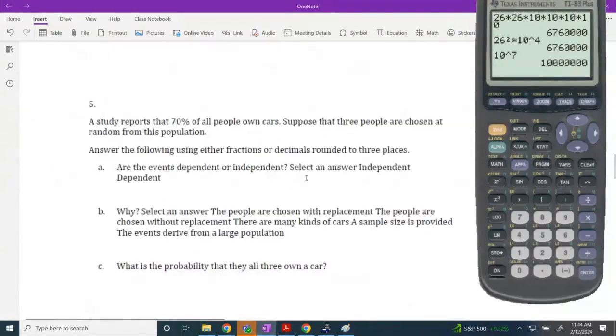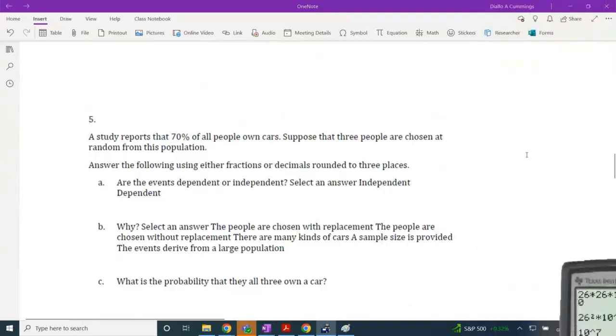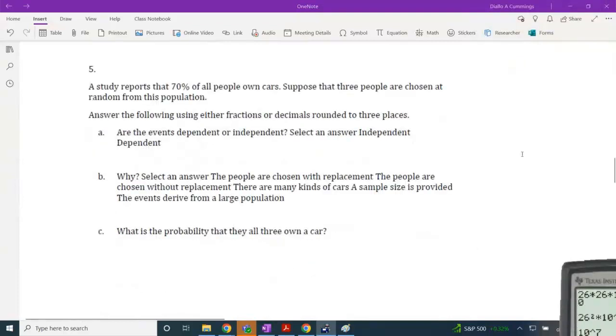All right, so let's look at problem number 5. It says a study reports that 70% of all the people own cars. Notice that this says all the people, so this would be a parameter, a statistic about a population. It's not saying that a sample of 30 people was taken and 70% from that sample of 30. This says that all people who own cars was 70%.